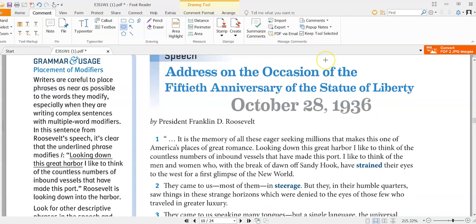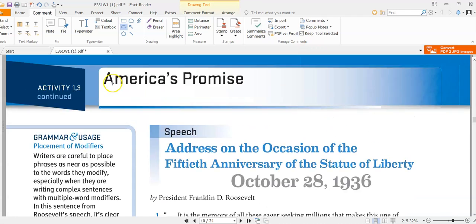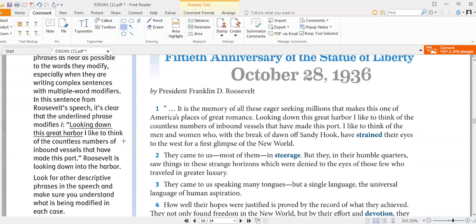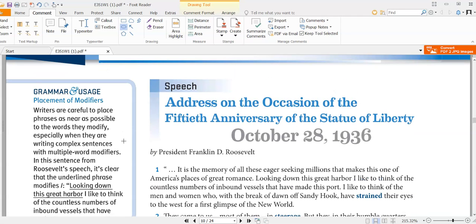So when we are reading this, it's got a little aside about placement of modifiers, but we'll talk about that a little bit later because I think there's going to be a whole activity on it. So the speech is called The Address on the Occasion of the 50th Anniversary of the Statue of Liberty. So I'm going to read the first 2 or 3 paragraphs with you guys, and then it's up to you to read and continue to annotate the rest of the speech.